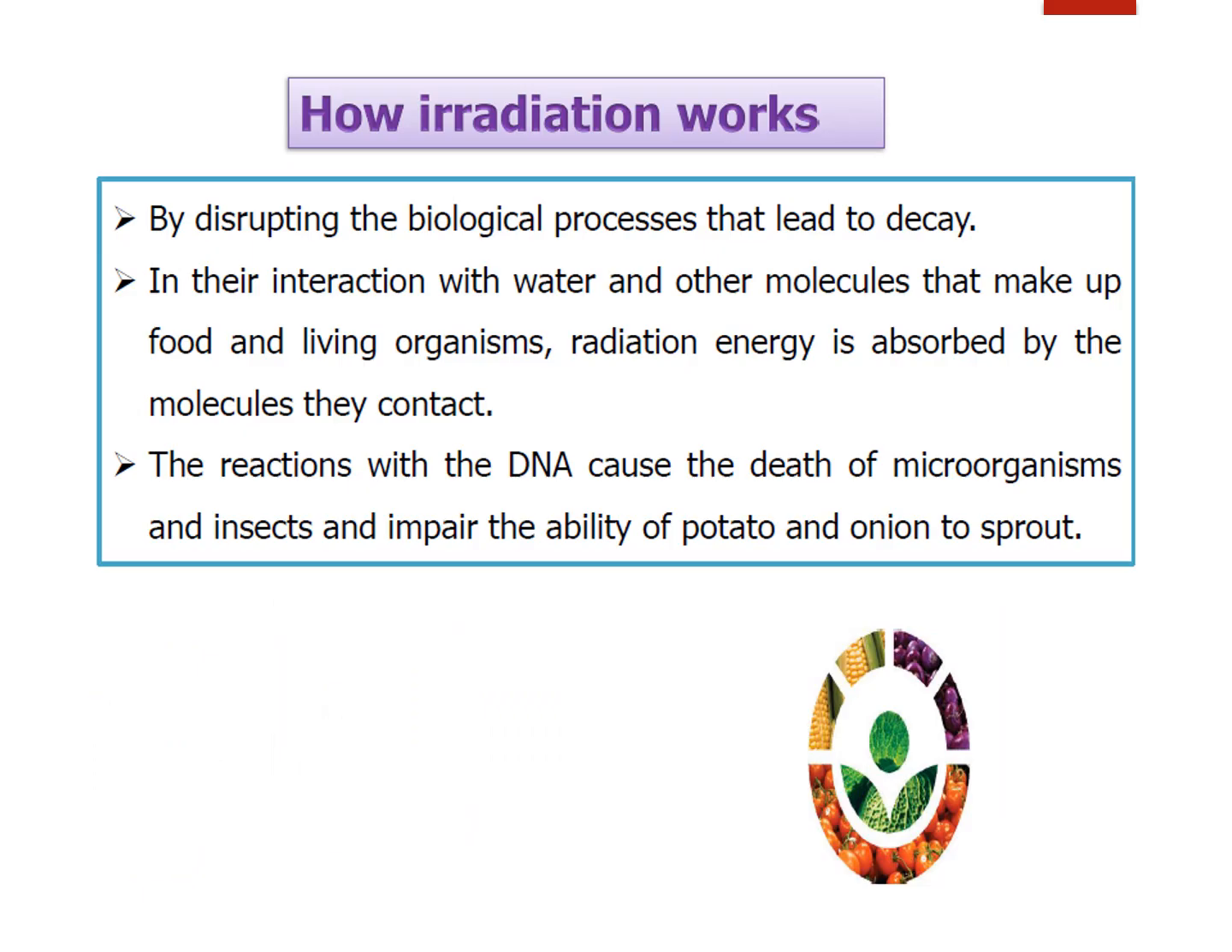How irradiation works. The irradiation process happens after your food is produced and packaged. Food enters a chamber where it is exposed to a specific amount of radiation. The radiation penetrates the food and kills germs or prevents them from multiplying, by disrupting the biological processes that lead to decay.